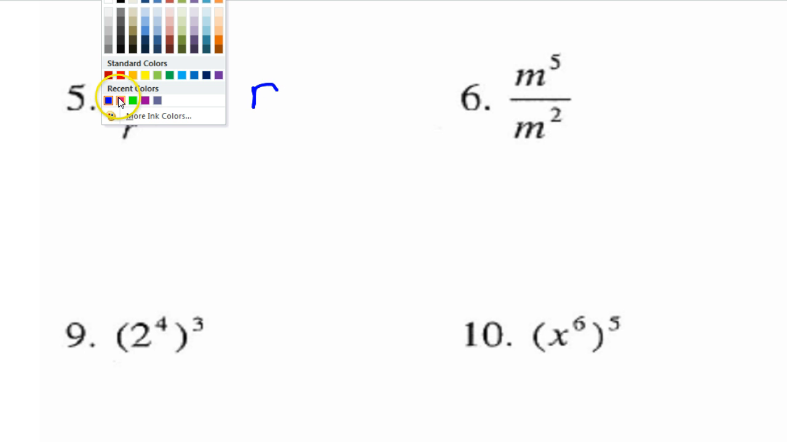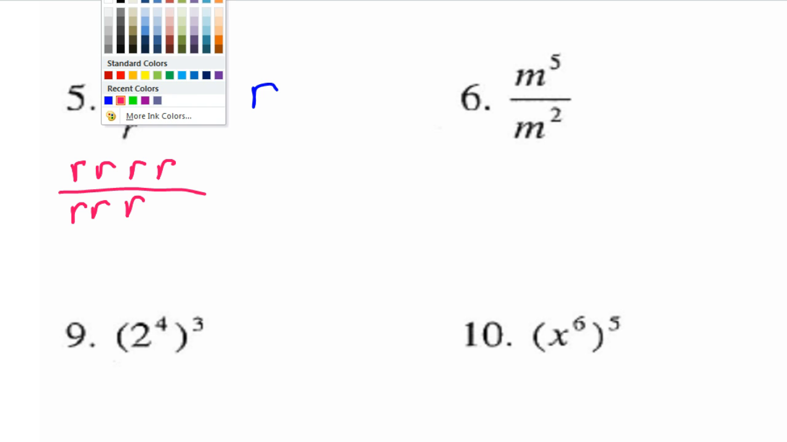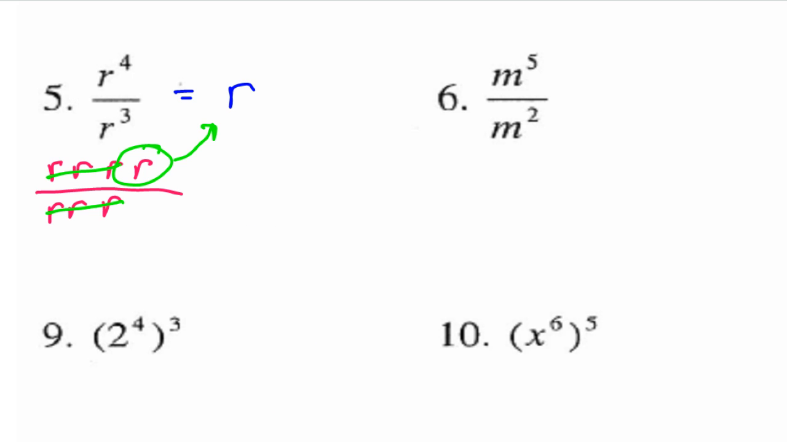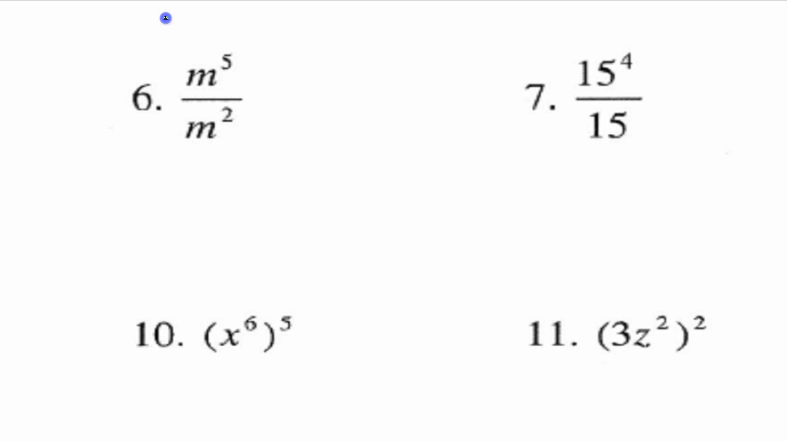Now once again, I want you to understand what's going on behind the scenes. R to the 4th power is r times r times r times r. R to the 3rd power is r times r times r. So what's happening is these 3 r's are canceling out these 3 r's, and that leaves 1 r behind. That's why. Okay, thinking of it this way will help you later. So looking at number 6, using the shortcut of subtraction, we know this is going to be m to the 3rd power. But think of it as these 2 m's are canceling out 2 of these m's.